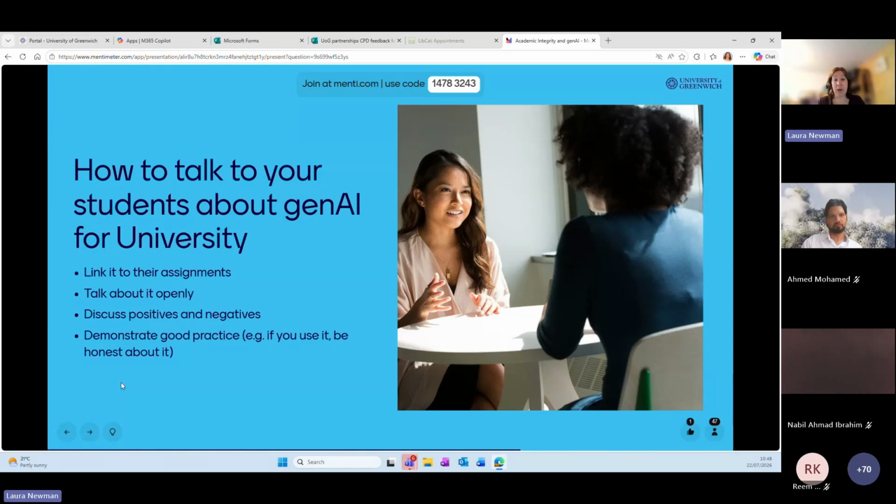And then demonstrate good practice. So if you use GenAI to create some of your teaching slides, for example, be honest about that with your students, right? Demonstrate that good practice. Yes, I have used GenAI and here I am telling you about it. In the same way that if you use GenAI, I expect you to tell me about it. You know, we need to practice what we preach. So I think that's really, really important as well.